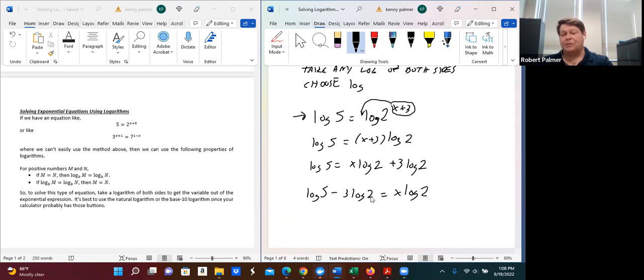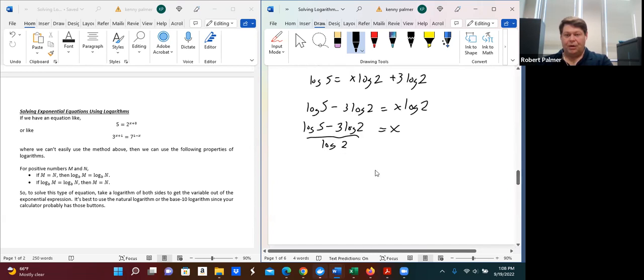Then lastly, divide both sides by log of 2, which is also just a constant. And I have x is equal to log of 5 minus 3 log of 2, divided by log of 2. Now, you can put that into a calculator or a website like Desmos and get an approximation, but this is the exact answer.